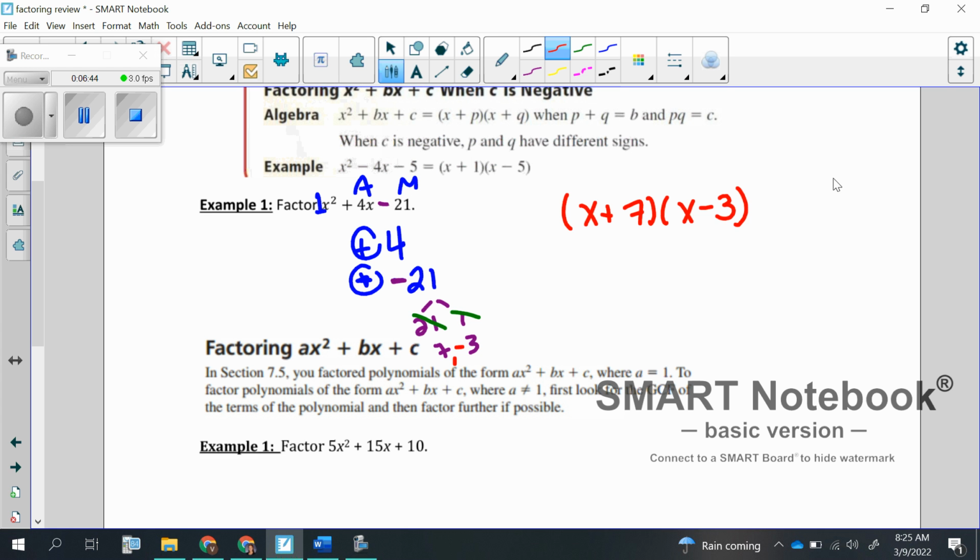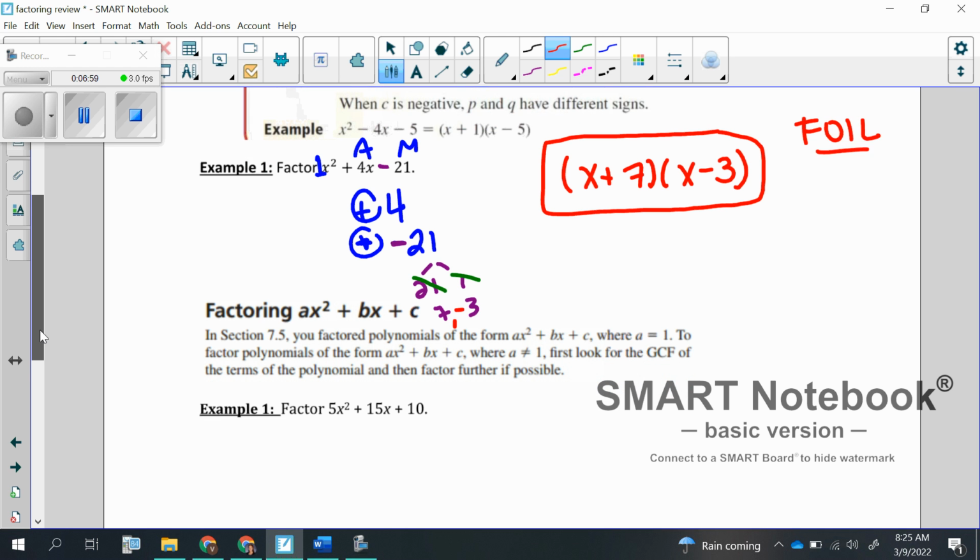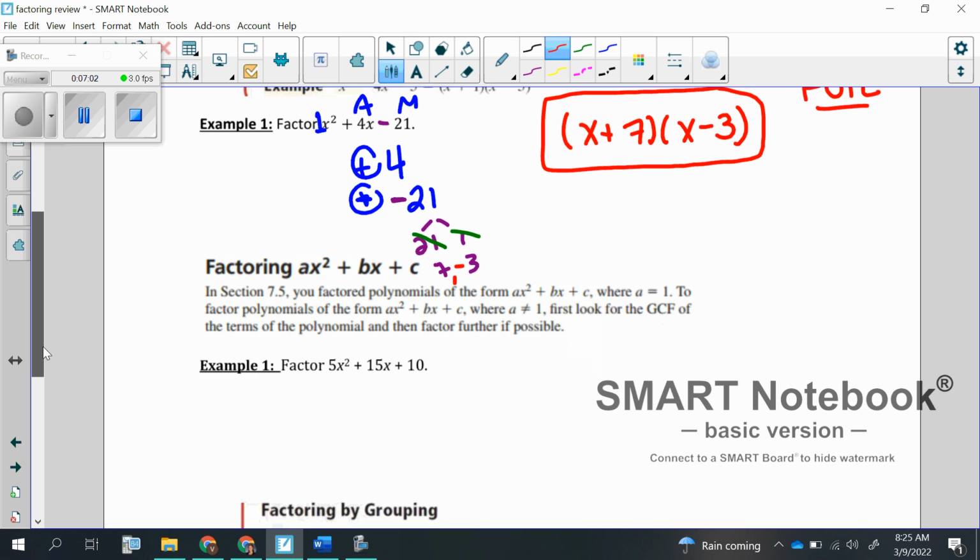You can always check yourself by FOILing. If you were to FOIL this out, you would get x squared plus 4x minus 21, which is what we want. And as we move on to our last two examples, remember you can play this back as many times as you need.